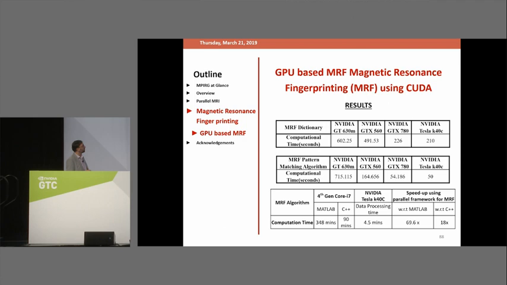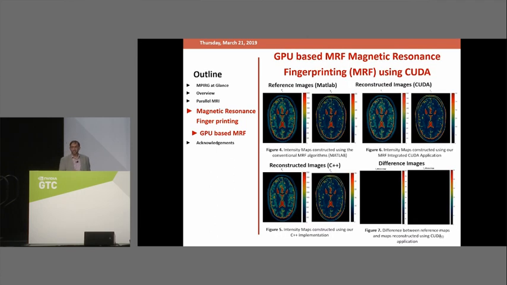Where it used to take 348 minutes on MATLAB, and 90 minutes on C++, we were able to do that task in 4.5 minutes. So it was a significant achievement. The results were perfectly the same. These are the synthetic images, and there are no difference images. So it means that the proposed architecture does not compromise the quality of reconstruction in any way.